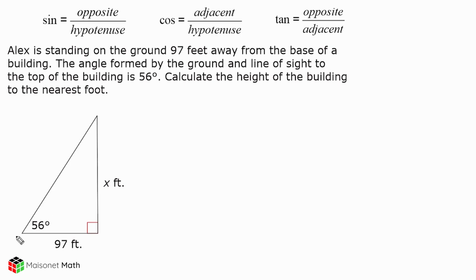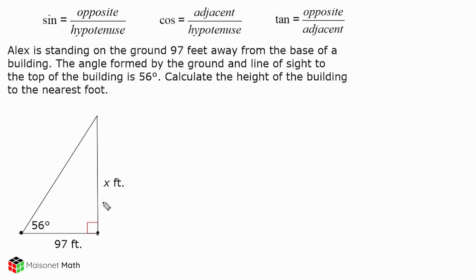All right, so Alex must be standing right here, and the base of the building would be right here. And this right here, x, represents the height of our building. And the hypotenuse of this right triangle represents the line of sight from the ground where Alex is standing to the top of the building. And we have to figure out which one of these trig ratios we have to use to figure out the height of our building here.